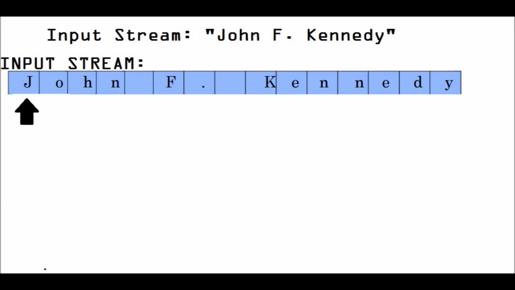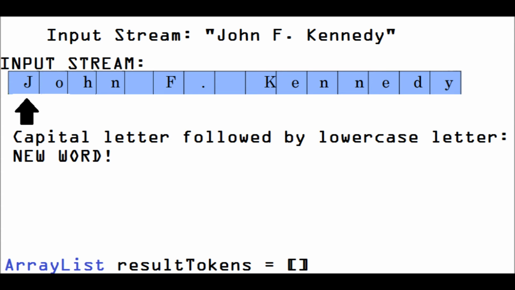Okay, so we start off with J. So we say, okay, we have J. What's the next character? The next character is O. Okay, so we have J and we have O. So it's a capital letter followed by a lowercase letter. That's a new word. Let's start the process of determining what that new word is.